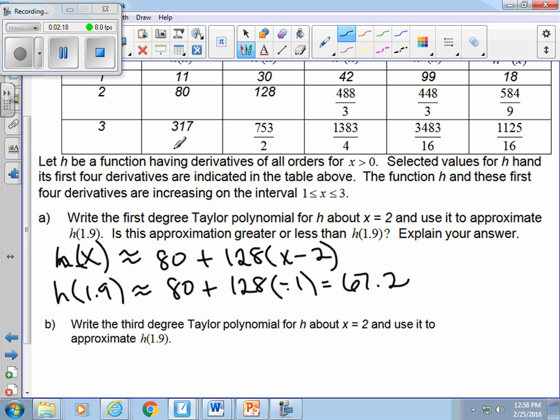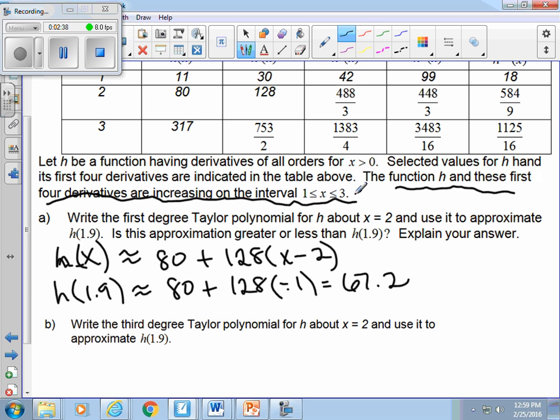Use the range, and we can do increasing in value, so it's less than. It is less than, but for a different reason. I agree that it's less than.